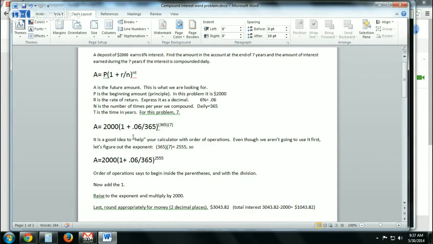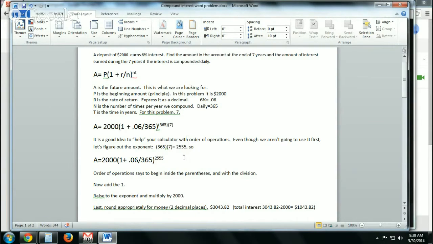Now, let's just put everything in where it belongs. Our principal was 2,000. 1 is part of our formula. We'll add to that our rate, 0.06, divided by 365, compounded daily. And notice that that 365 is in the formula 2 different places. Then last, we need our time, 7 years.